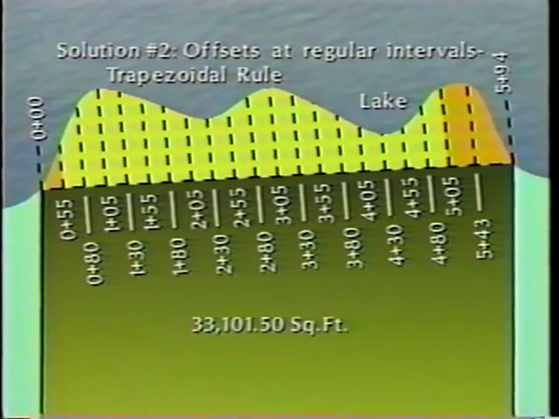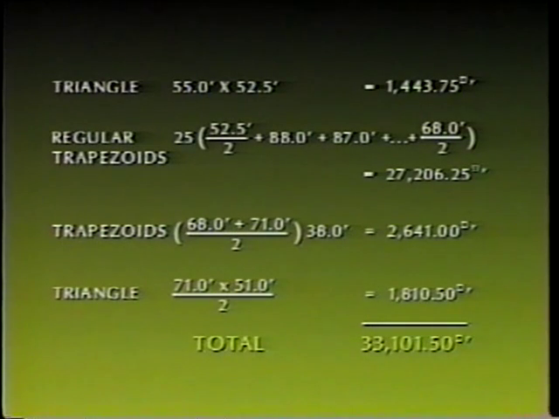Well, let's compare results. I have 33,101.50 square feet. And the breakdown is as shown on the diagram. We have one triangle with 1,443.75 square feet, and the regular trapezoids, using the formula, we have 25 times the quantity 52.5 over 2 plus 88 plus 87 and on and ending with 68 feet over 2, end of parentheses.